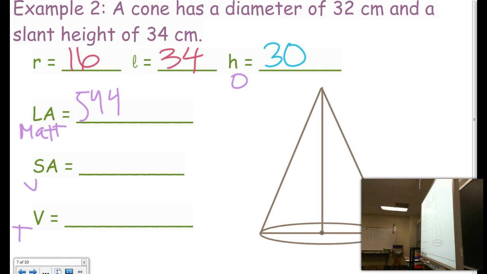You weren't height, you're volume. Yeah. Base times height divided by 3. So base is pi r squared. 16 squared. Times your height, which you just found, divided by 3. Don't forget pi. Dang. Is that big? Yeah. I mean, the diameter is 32. That's a large number. The LA is 544. Yep. Take his answer and add r squared. Yeah, good.